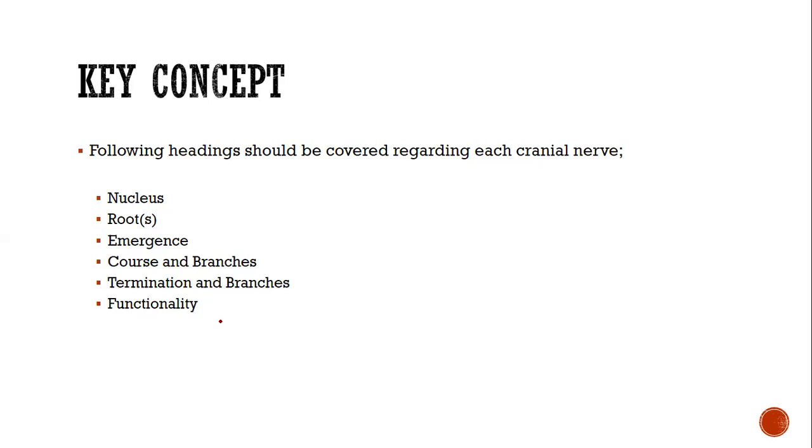You need to know from which foramen this cranial nerve is going to exit the skull and enter another cavity or another region of the body. And then you need to know how this nerve is going to terminate. It can terminate by giving branches mostly, and it can also give branches along its course. And also you need to know the functionality of these nerves.